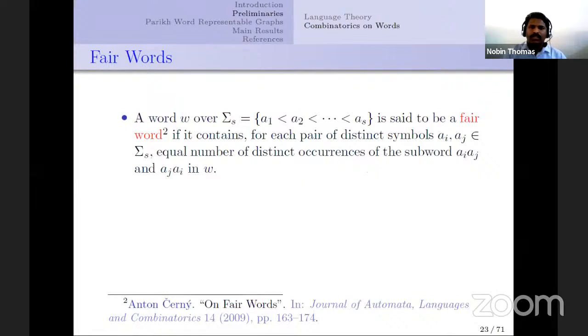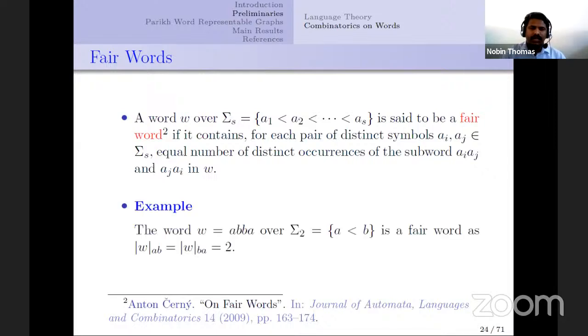A word over sigma x is said to be a fair word if it contains, for each pair of distinct symbols ai, aj, an equal number of distinct occurrences of the subword ai aj and aj ai in w. For example, consider the word w equal to abba, which is a fair word since the number of ab's and ba's are the same and equal to 2.